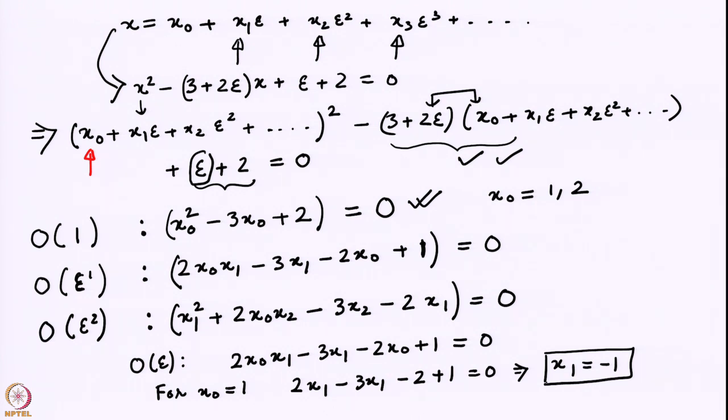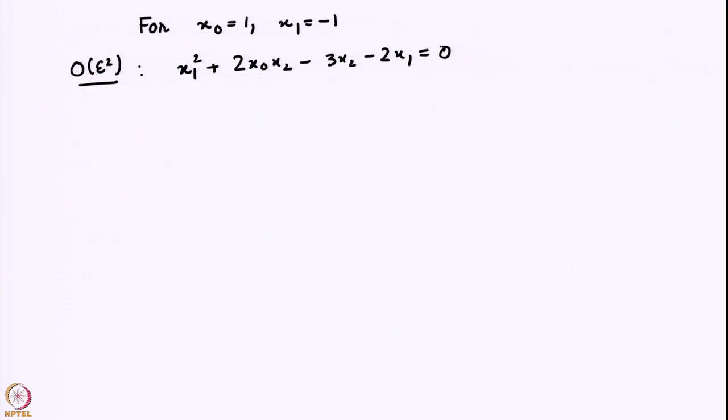Similarly, we have to propagate the value of x1 here. So for x0 equal to 1, x1 is equal to minus 1, which we just found out. Let us write down the expression at order epsilon square. At order epsilon square, we found it to be x1 square plus twice x0 x2 minus thrice x2 minus twice x1 is equal to 0. If I use this value of x0 and this value of x1, then this equation becomes 1 plus twice x2 minus thrice x2 plus 2 is equal to 0. This implies x2 is equal to plus 3.